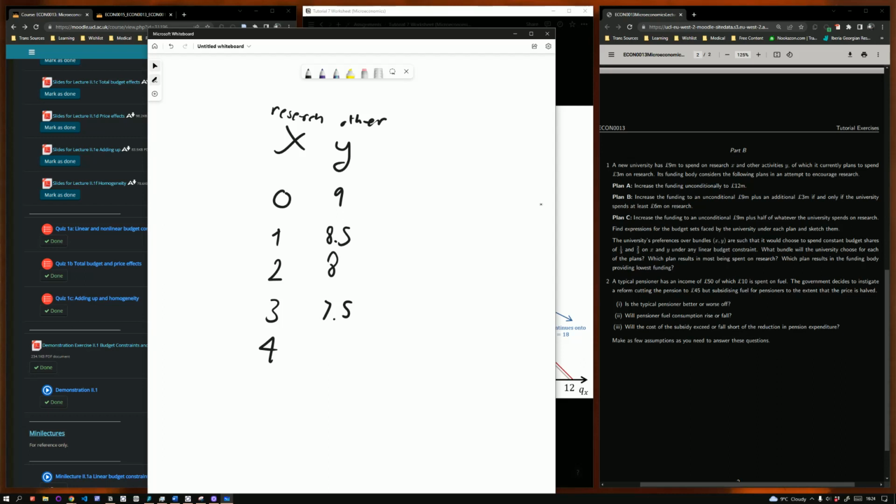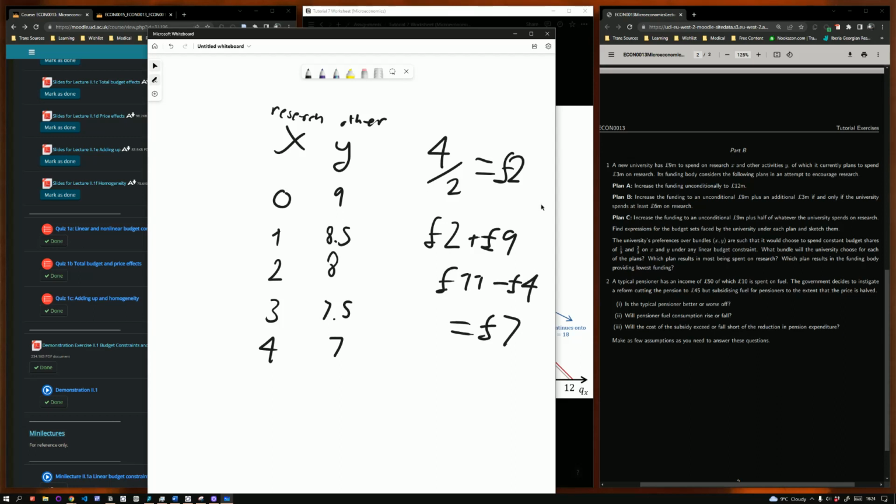If you want to pause to figure it out, it helps, but think of it like this. Okay, so research, I have 4 spending on research, I half that, it's 2 million. 2 million plus the 9 million gets me 11 million. And then 11 million minus the 4 million I already spent on research is what I get for other goods. Okay? Now, what does this look like?